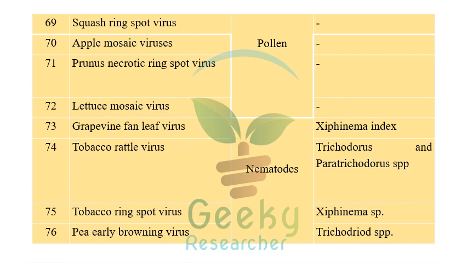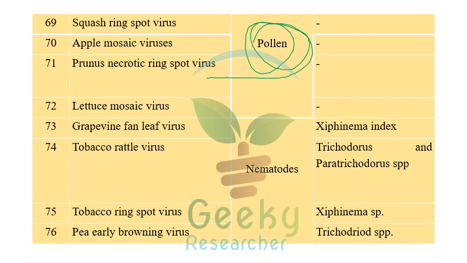And ring spot virus, prunus necrotic ring spot, very important. Prunus necrotic ring spot virus is transmitted by pollen. It is also known to transmit by seeds, but majorly it is transmitted by pollen. Okay, prunus necrotic ring spot is transmitted by pollen.